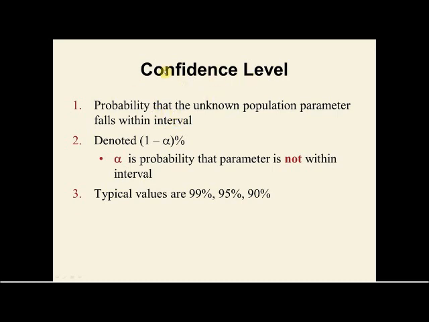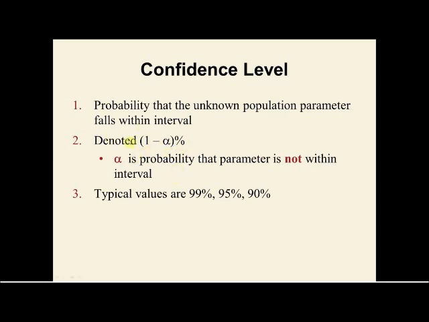So confidence level, you're going to hear this term quite a bit. Confidence level is the probability that the unknown parameter falls within the interval. So again, if we give a range, say, it's somewhere between 50 and 70, we want to know, how sure are we that it's between 50 and 70? One way that we can express that is with a confidence level. We denote the confidence level by 1 minus alpha percent.